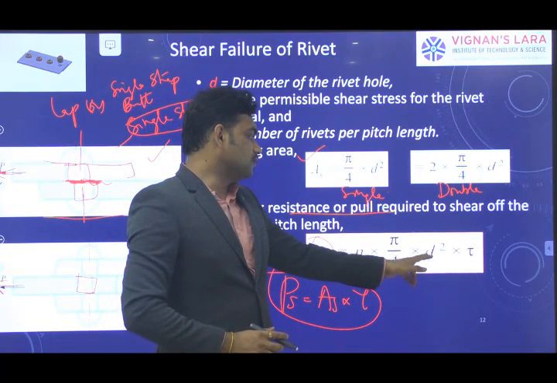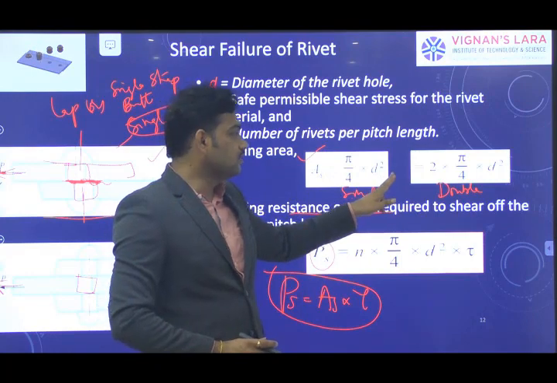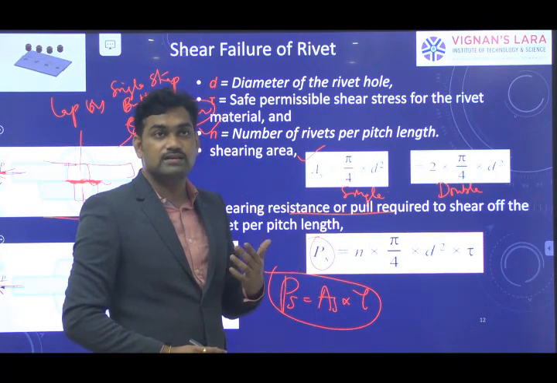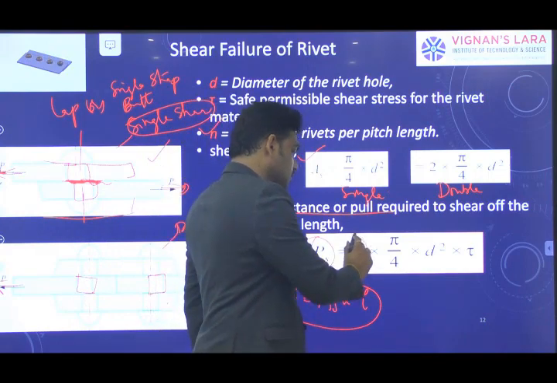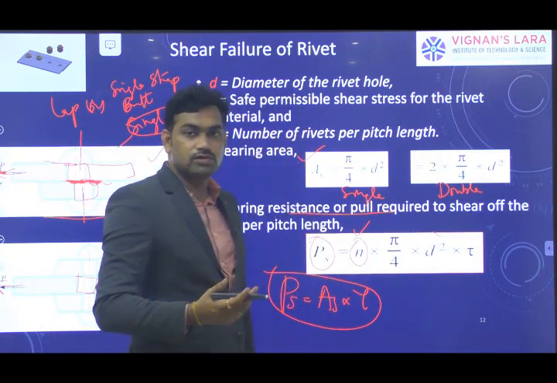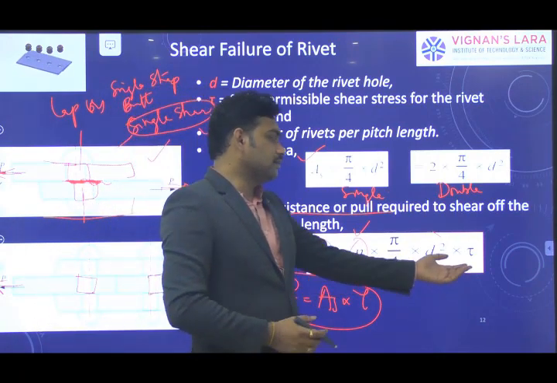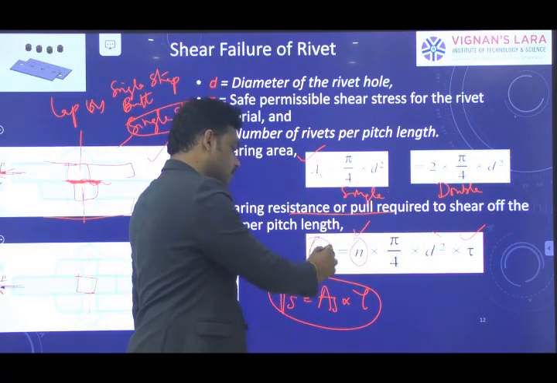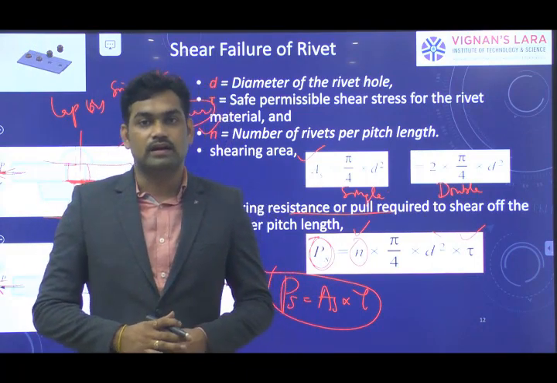So pi by 4 d square, this is for a single rivet. It is the shear strength for a single rivet, and this also applies to double shear for a single rivet's shear resisting area. But in the joint there are n rivets present, so you need to take the value of n here. The shear resisting area pi by 4 d square is multiplied by n, which gives the total shear resisting area of rivets, multiplied by the permissible shear stress tau, so that we get the total shear strength of rivets, which avoids the shear failure of rivets in the riveted joint.